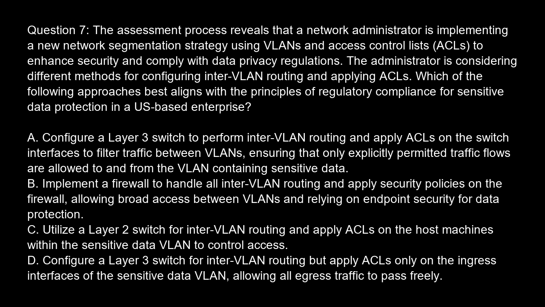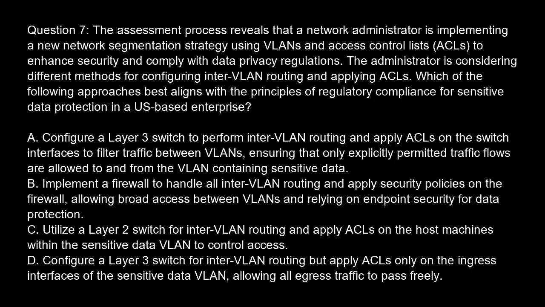Which of the following approaches best aligns with the principles of regulatory compliance for sensitive data protection in a US-based enterprise? Option A. Configure a Layer 3 switch to perform inter-VLAN routing and apply ACLs on the switch interfaces to filter traffic between VLANs, ensuring that only explicitly permitted traffic flows are allowed to and from the VLAN containing sensitive data. Option B. Implement a firewall to handle all inter-VLAN routing and apply security policies on the firewall, allowing broad access between VLANs and relying on endpoint security for data protection.